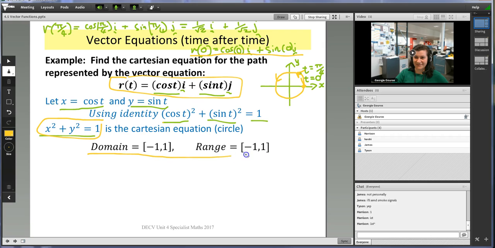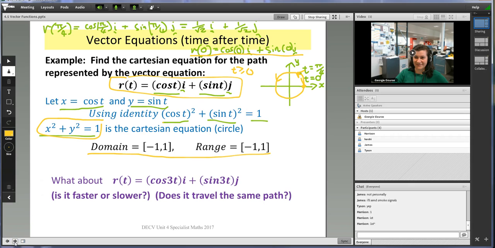So we know from the unit circle that the domain and the range are restricted to these values. Even if we take t to be greater than or equal to 0, and substitute all values of t greater than or equal to 0 into the vector equation, this domain and range will also be true for this case.